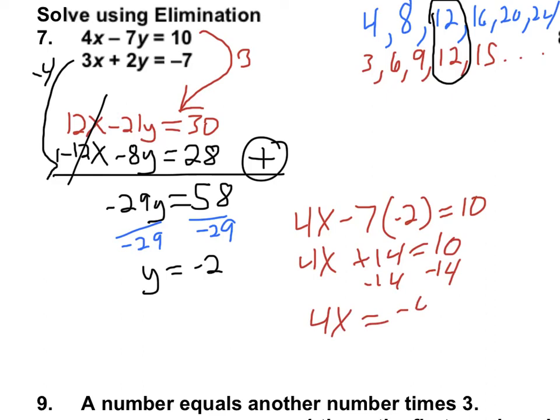That will equal negative 4. Divide by 4. And I have x equals negative 1. So now I know both my x and my y. I can write it as an ordered pair. Negative 1, negative 2.